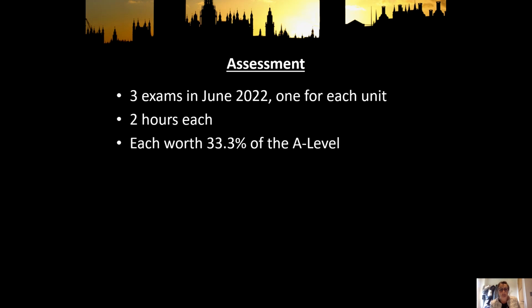In terms of assessment, there are 3 components to the course, 3 exams. There is no coursework, 1 exam for each unit. They're all 2 hours each, and they're all worth 33.3% of the A-level, so they're all equally weighted.